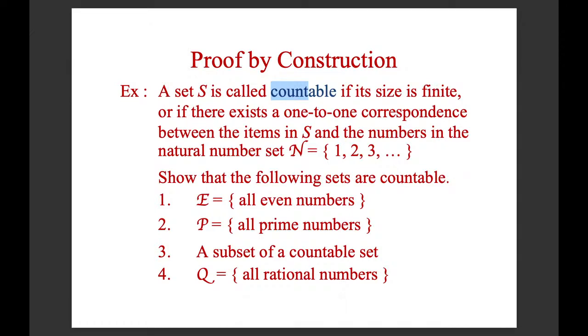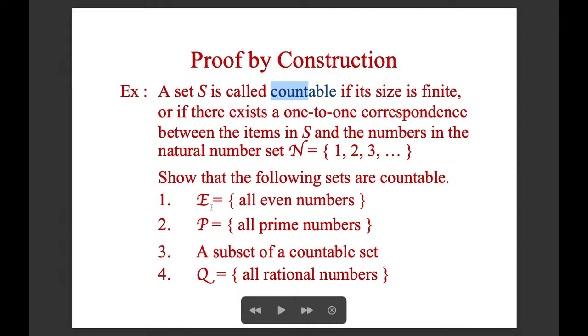If a set has this property, so if it is finite, then we must be able to count the first one, the second one, the third one, and so on, right? Or if there is a one-to-one correspondence with the integer set, this naturally defines how we count. If it corresponds to 1, this is the first item that we count. If it corresponds to 2, this is the second item that we count, and so on. Okay, so we want to show that the following examples are countable sets.